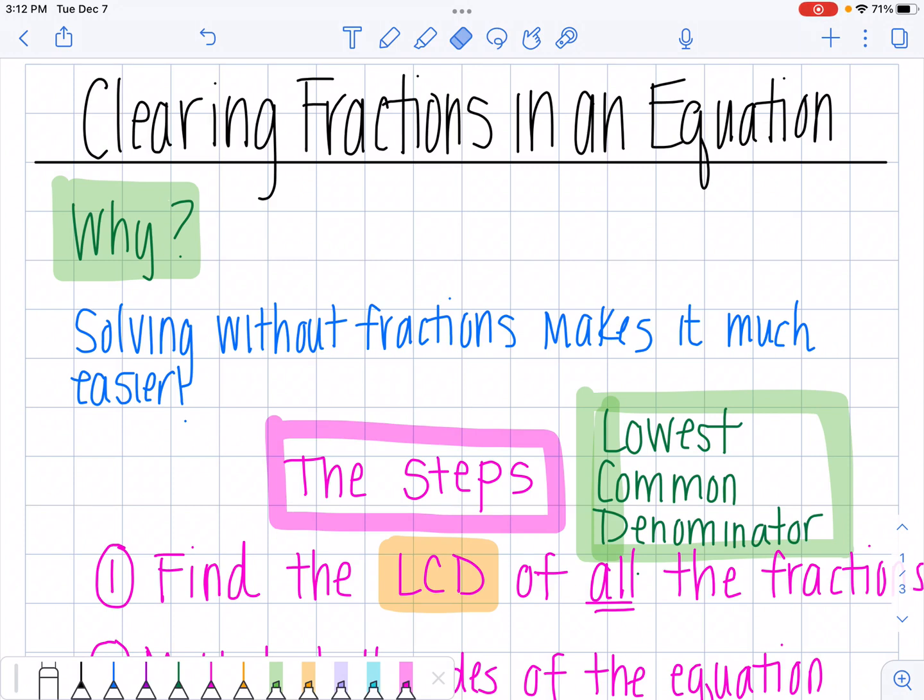In this video, we are going to learn how to clear fractions in order to solve an equation. So why would I like to do this? Because solving an equation without fractions makes it a lot easier. So first thing I need to know are the steps.